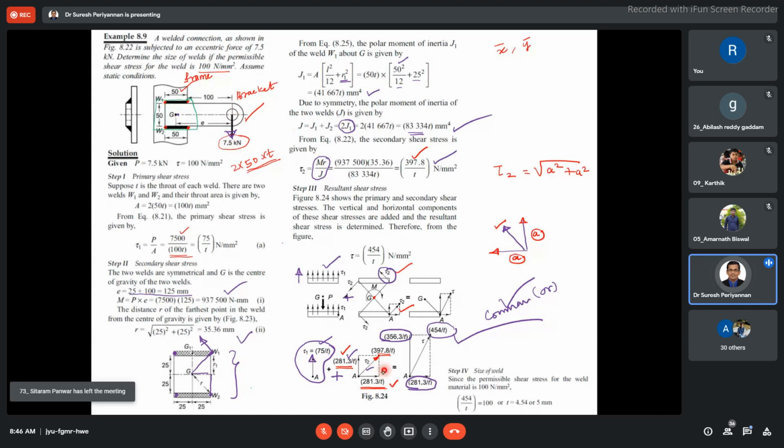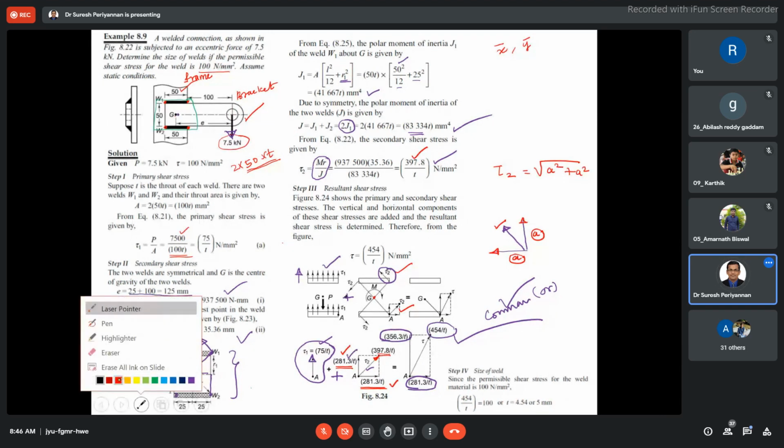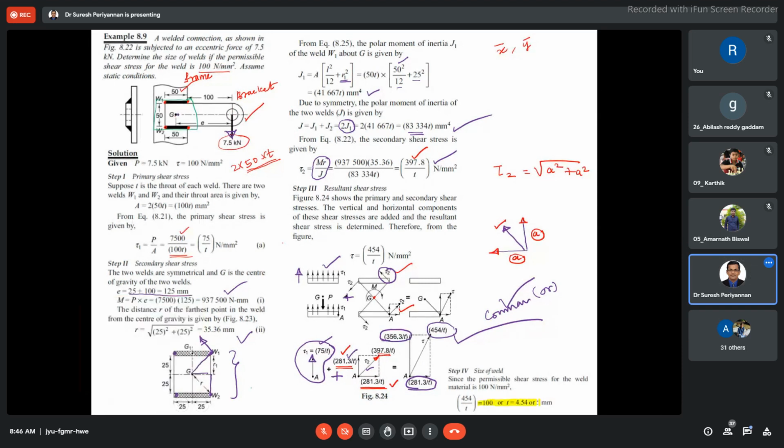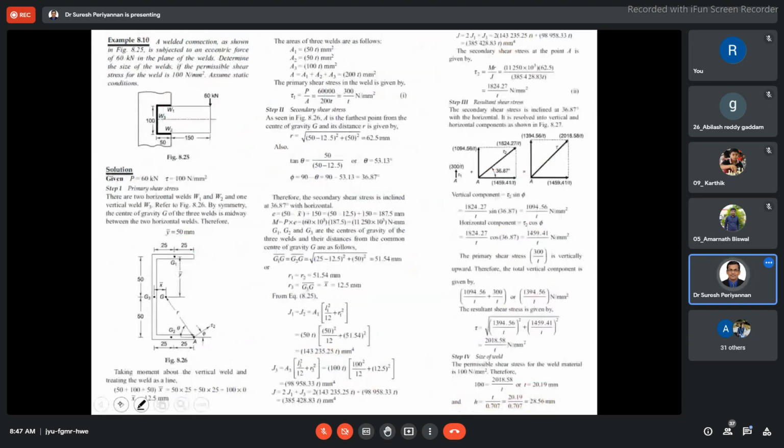What is the total resultant here in the horizontal direction? What is the total resultant here in the vertical direction? From this relation, we are able to find our common resultant here. The common resultant here is 454 by T. Then we have already been given the value of the permissible shear stress. From this relation, we are able to find the thickness of the weld. It is 4.54 mm. We can assume 5 mm. I think that should be clear.